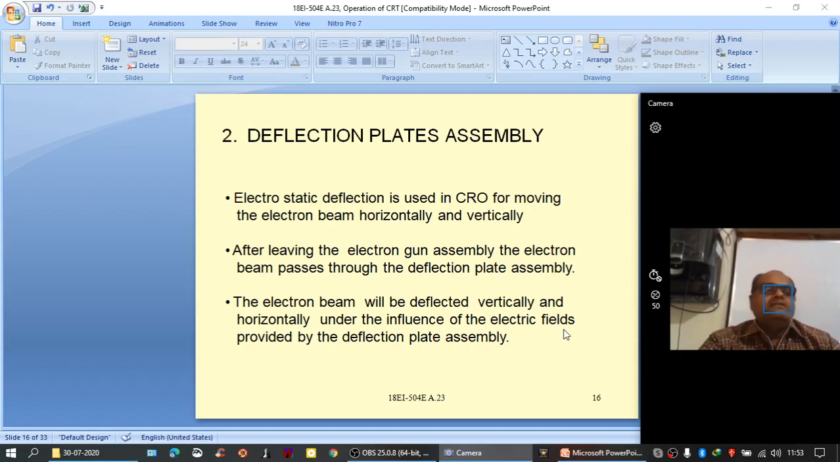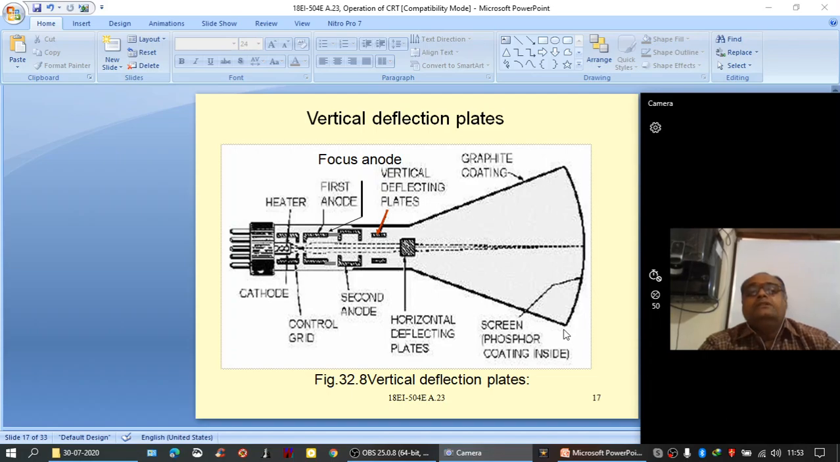And due to horizontal deflection plates, the voltage applied across horizontal deflection plates, that is the sweep signal, the electron beam starts moving left to right and right to left, oscillating in the horizontal plane. Vertical deflection plates. These are mounted horizontally in the CRT.